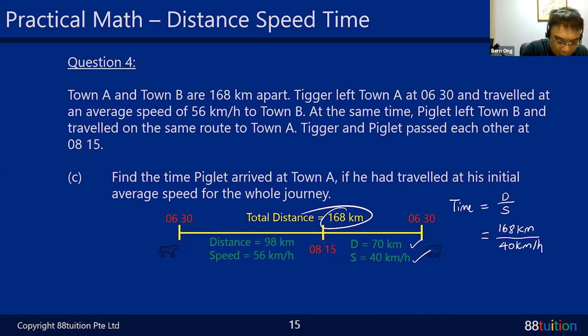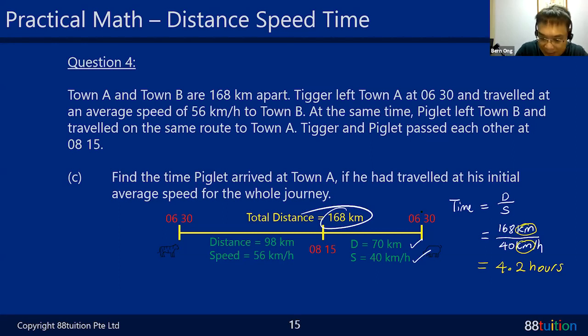And check this out. Check the units. Kilometers, fair? Very fair. 168 divided by 40, that will be 4.2 hours. Yes, this is 4.2 hours. However, the question is looking for what? Find the time Piglet arrived at town A. So find the time.